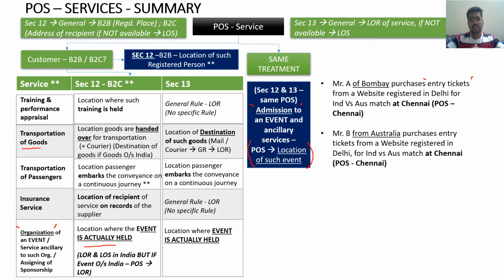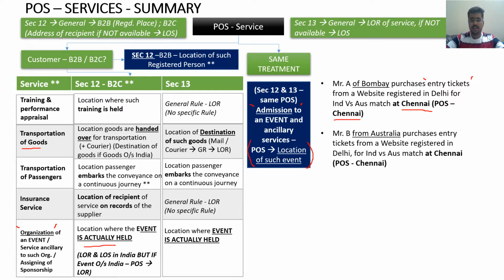And what is the service that is dealt with here? Entry ticket, which is entry to an event. What event? The India versus Australia match, an entertainment or sports event, we can say, right? So here, what will be the place of supply? The location of such event will be the place of supply. So here the match is happening at Chennai. So where will the place of supply be?